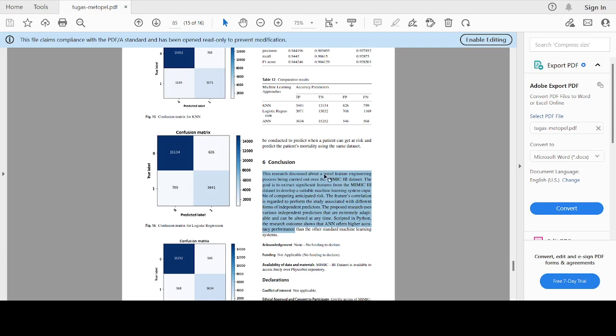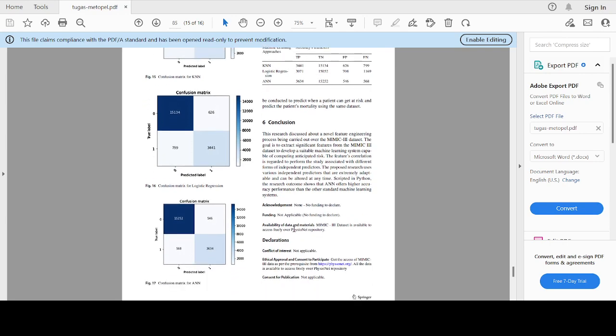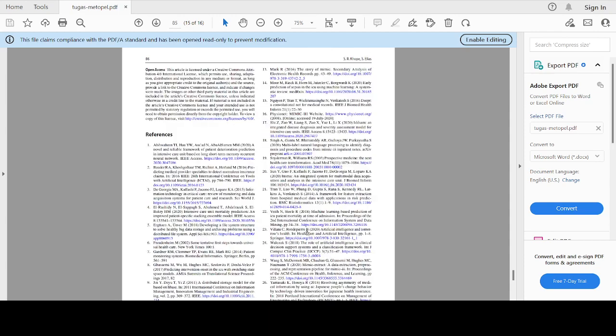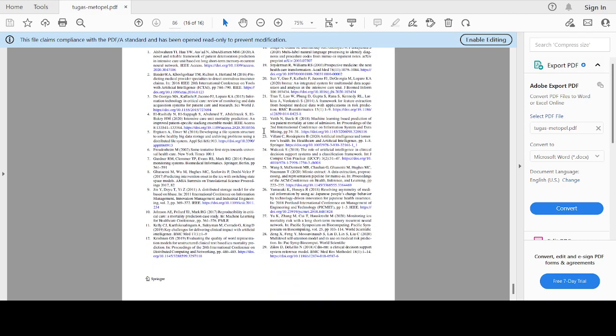This discusses the novel feature engineering process being carried out on the MIMIC dataset. The goal is to extract significant features from the MIMIC dataset to develop a suitable machine learning system capable of computing the anticipated feature correlation. Basically, the conclusion, in short, scripted in Python, the research outcome shows that NN offers higher accuracy performance than the other standard machine learning systems. Okay, this is the reference.